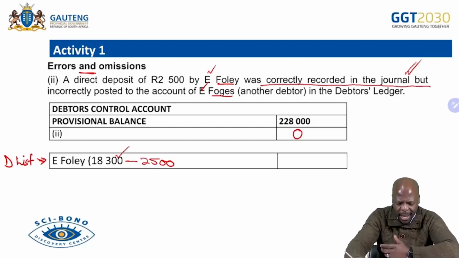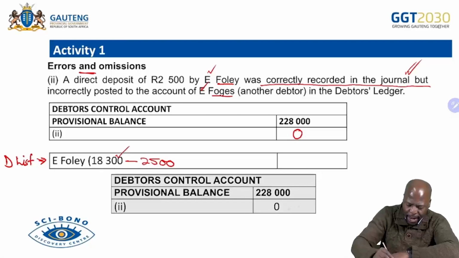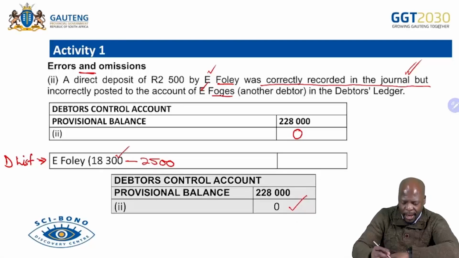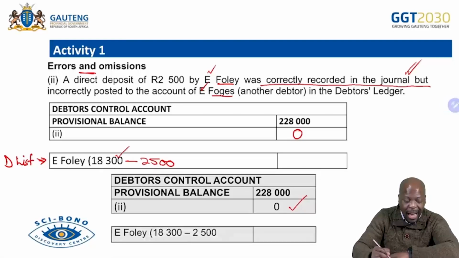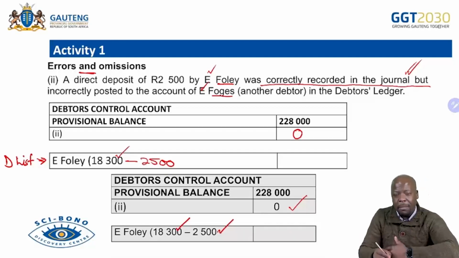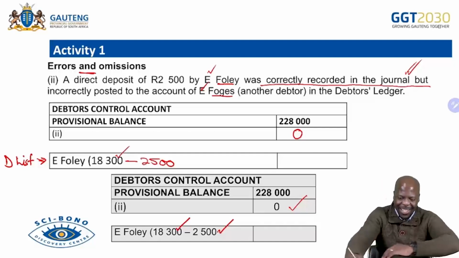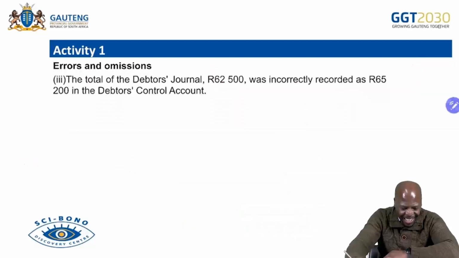Okay, let's see how it would appear if it was neatly written. Here, no entry. No entry. And then let's see what's going to happen now in my list. There is my Foley, 18.3. Then I subtract the payment. Payments must be subtracted. Let's go on to the next activity.